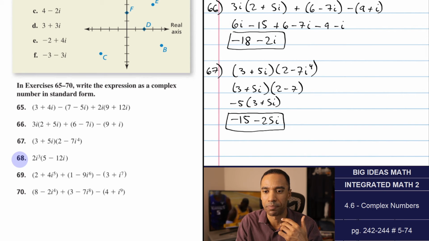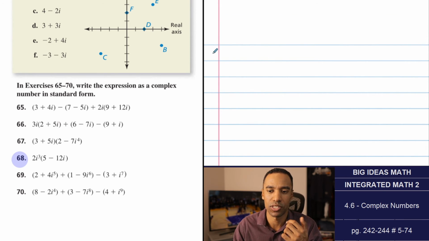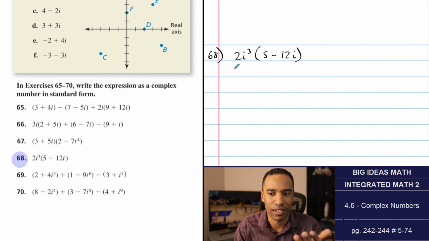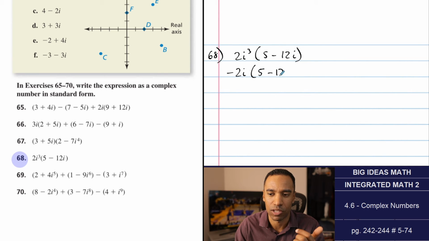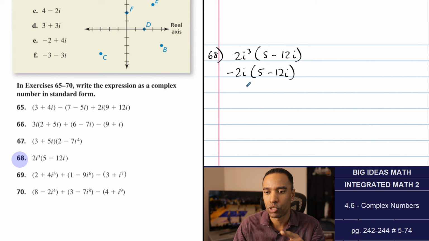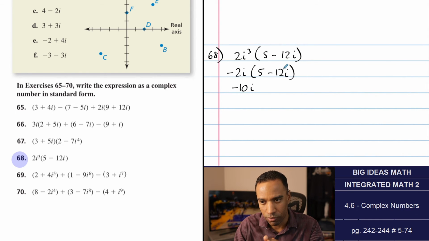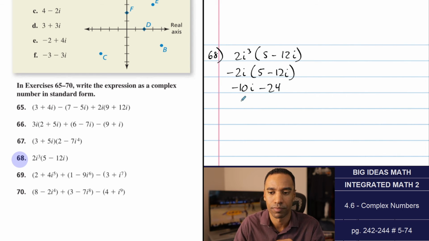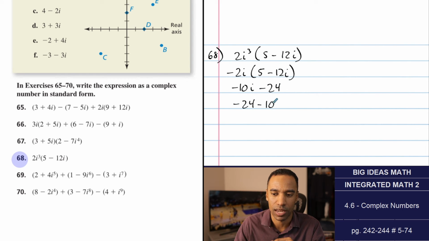Same thing on 68. So number 68, we have 2i cubed times 5 minus 12i. i cubed is the same as negative i, so this becomes negative 2i when you work that out. So 5 minus 12i. Negative 2i times 5 is negative 10i. And negative 2i times negative 12i is a positive 24i squared, so negative 24. So we get negative 24 minus 10i in standard form.